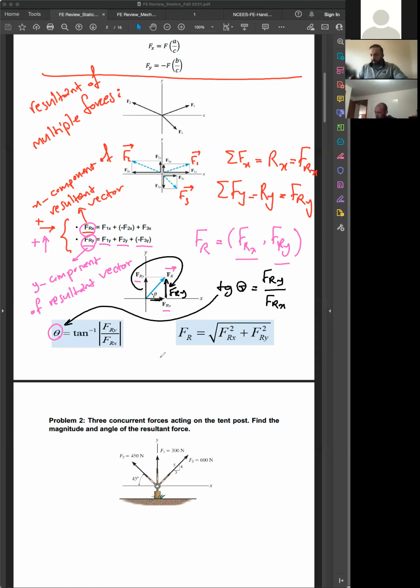A tip to you, the theta overall would be calculated from the x-axis and rotating counterclockwise. This would be theta. So the theta is positive when you're rotating counterclockwise from the x-axis, from the positive side of the x-axis. All right. Any questions so far?